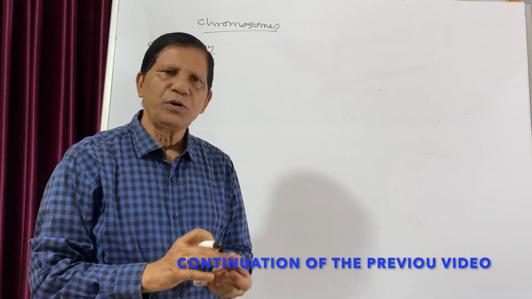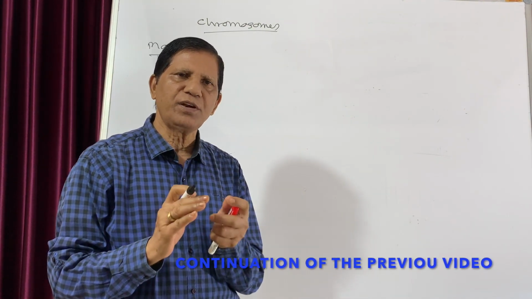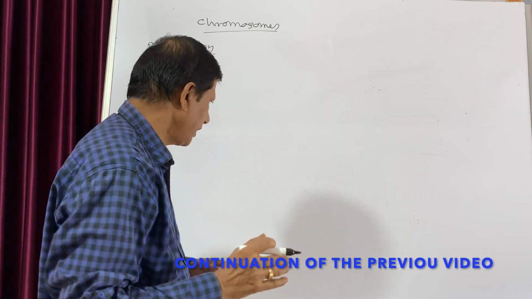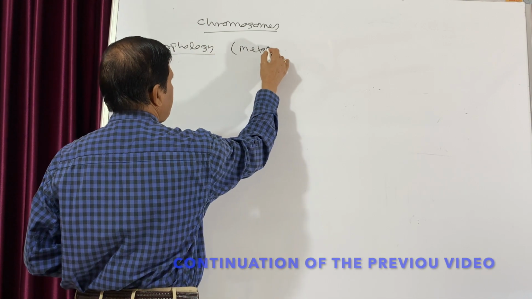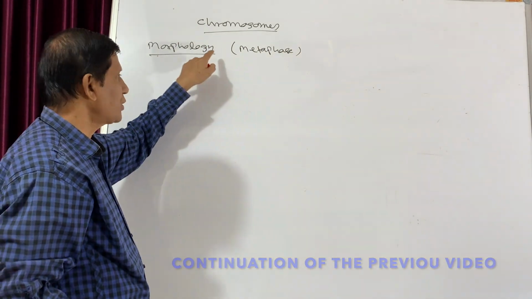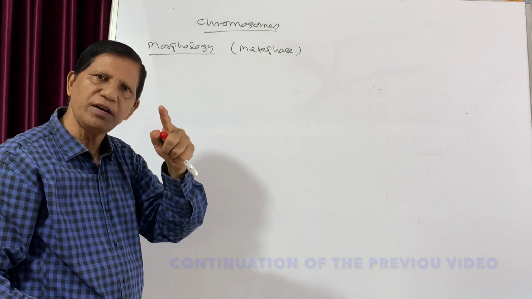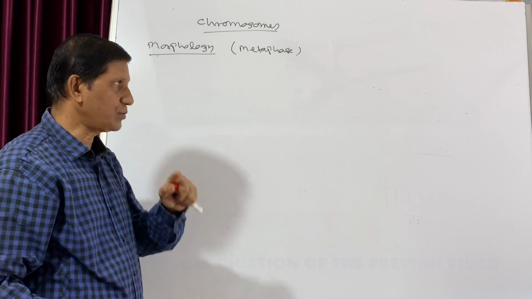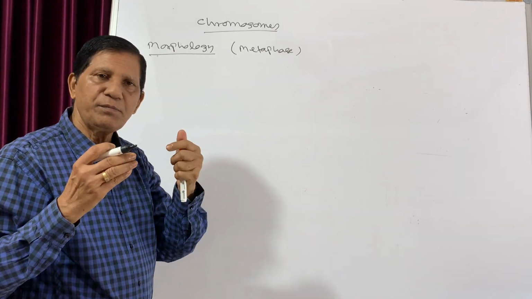If we study the morphology, the best stage to study the morphology of any chromosome is the metaphase stage. Metaphase is the best stage for the study of the structure or morphology of chromosomes, while anaphase is the best stage for the study of the shape of chromosomes. These two are very important. Now, why is metaphase the best stage?